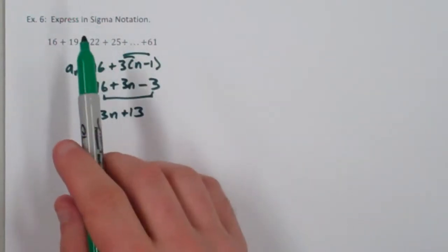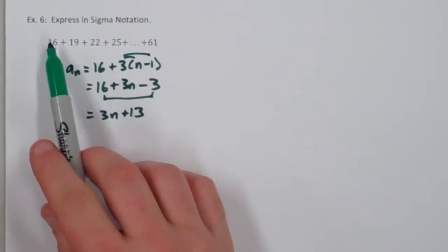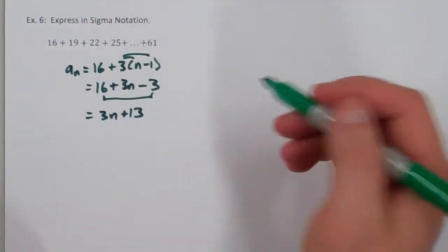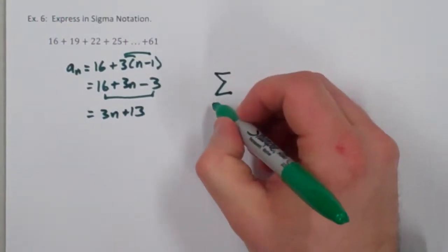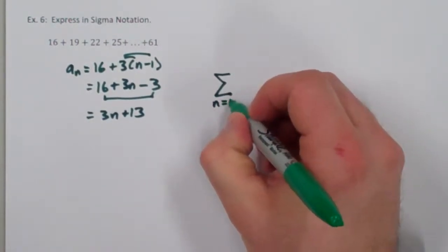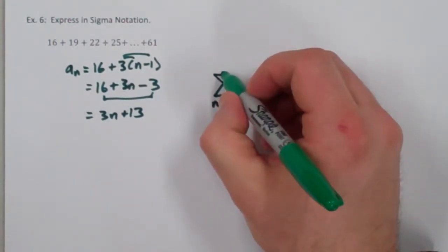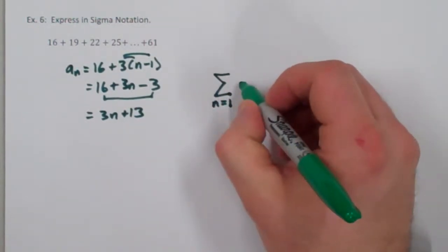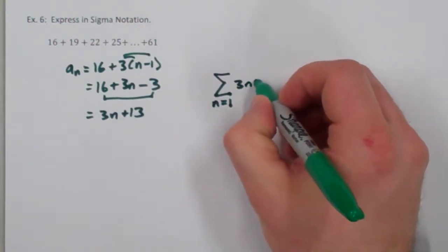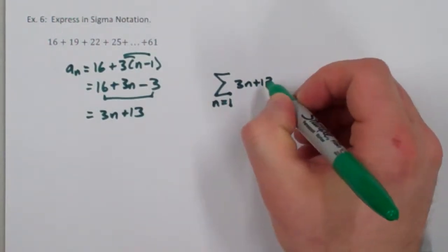Keep in mind that whenever we looked at this before, we always had n being 1 here. So if we write our sigma notation, we can just write n is equal to 1. The ending value we'll talk about in a second. Right here is the general term, so we can just write 3n plus 13.